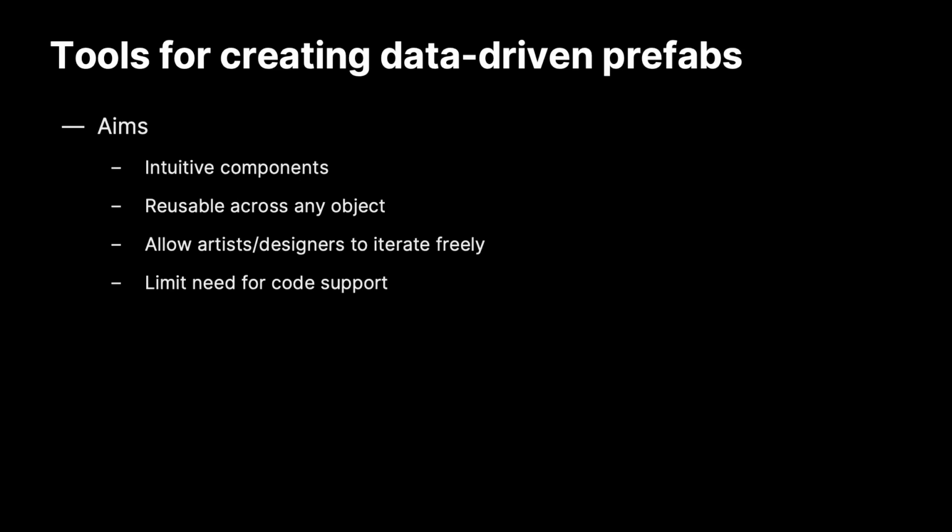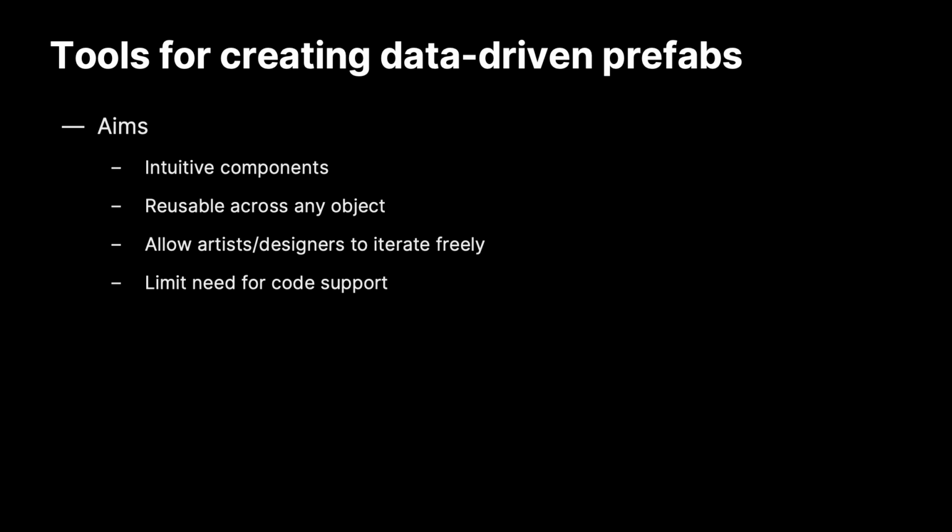So what should these components look like? They should obviously be intuitive components. It should be obvious when you look at these components what each property does and how those properties can be used to affect the other components on the object that you're working with.